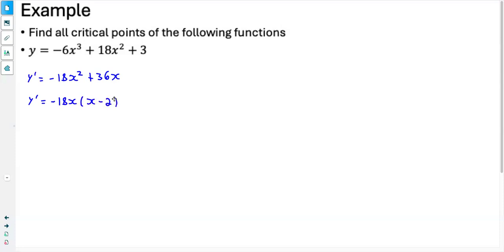minus 2. Now we're looking for where this function equals 0 or is undefined. In this case, there's not a location where it's undefined. So we can say x is equal to 0 and 2, and these are critical points. Because they're not undefined, these would be locations of either maximum or minimum values. So one is likely a maximum, while the other is likely a minimum.